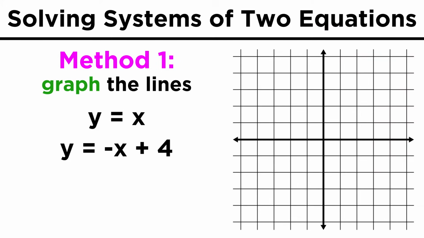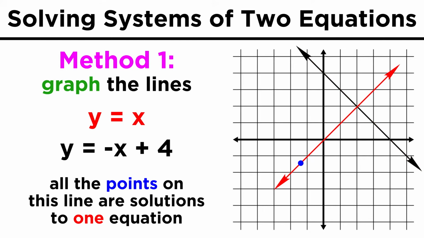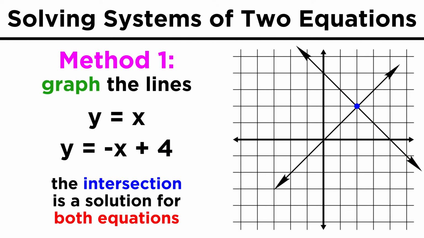First of all, since we are talking about lines, we can graph them. Say we have y equals x and y equals negative x plus 4. If we place both of these lines on the coordinate plane, we can see that they do indeed cross. If one line represents all of the pairs of x and y values that are solutions to one equation, and the other line represents all the pairs of x and y values that are solutions to the other equation, then it must necessarily be the case that the point where they cross must be a solution to both equations, because this point is on both lines.